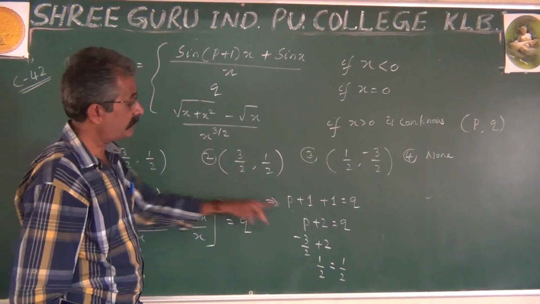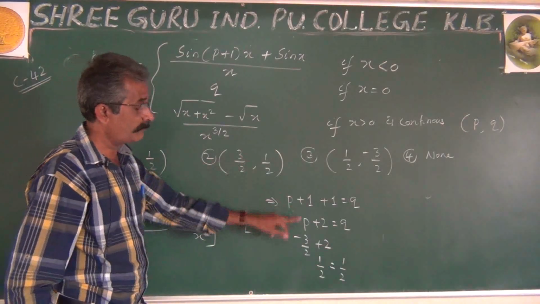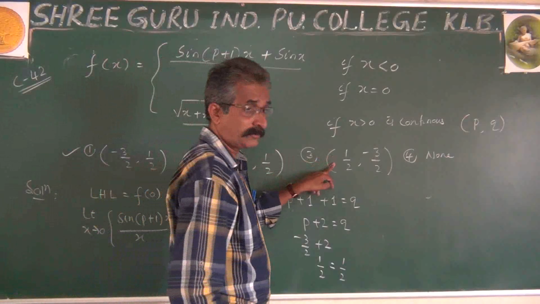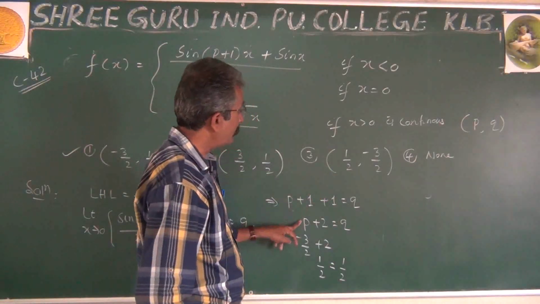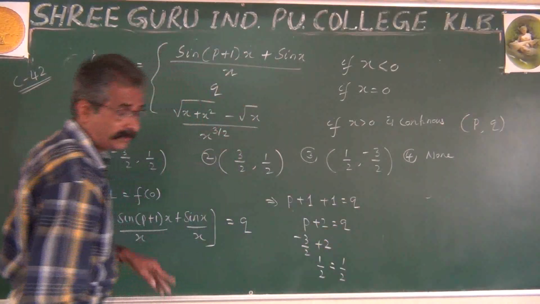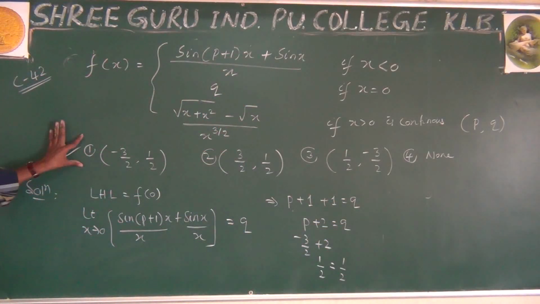The second option you can test, it does not hold, because 3 by 2 plus 2 is not equal to 1 by 2. The third option does not hold, because 1 by 2 plus 2 is not equal to minus 3 by 2. Hence, the only correct option is the first one.